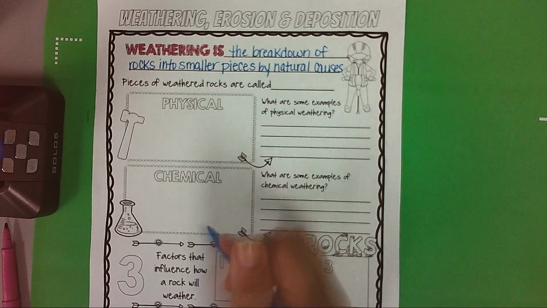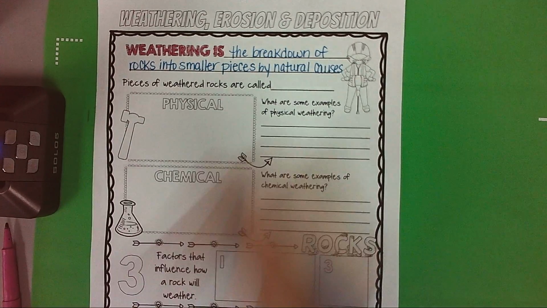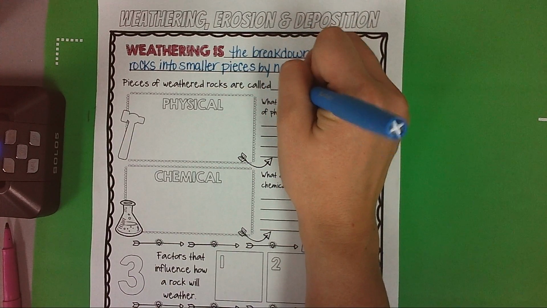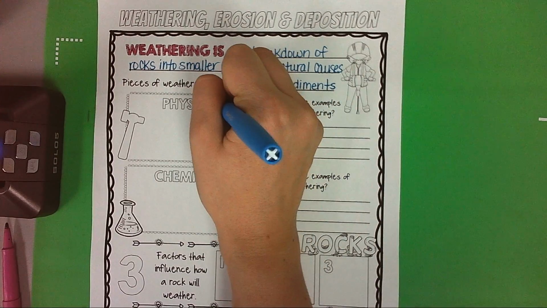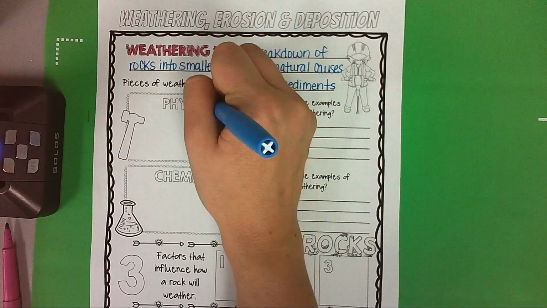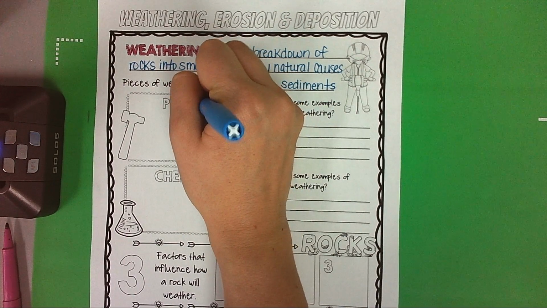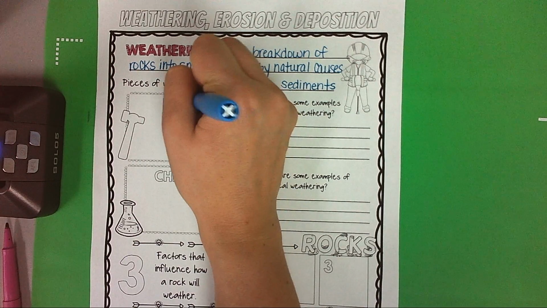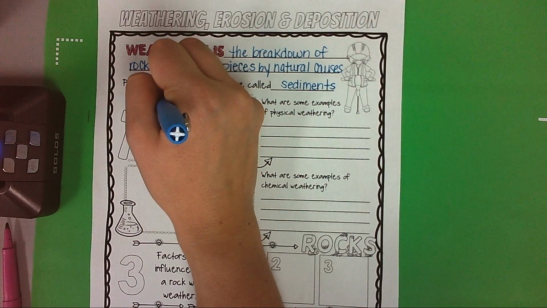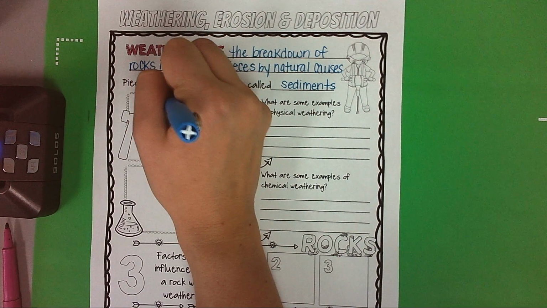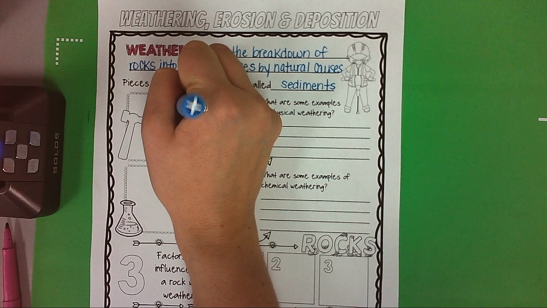Alright, so there's two different types of weathering. Alright, pieces of weathered rocks are called sediments. Feel free to color in your letters and make your notes a little bit more fun. Alright, so first we're going to talk about physical weathering. Physical weathering. So when we think of physical, I wonder what the first thing that comes to mind is.